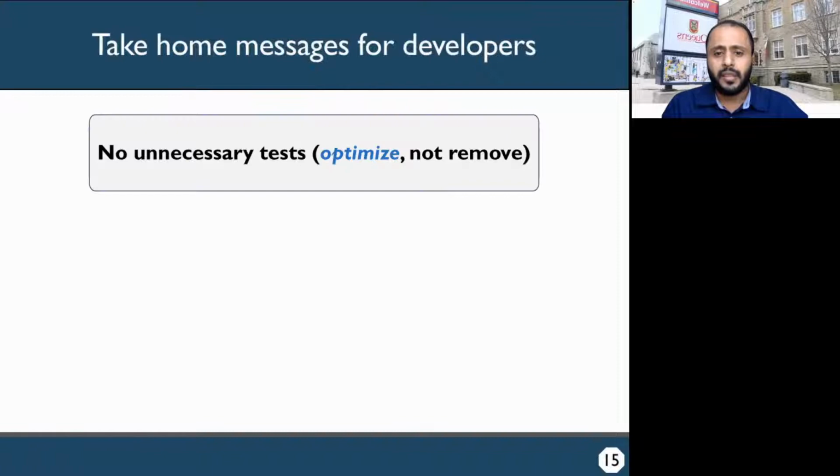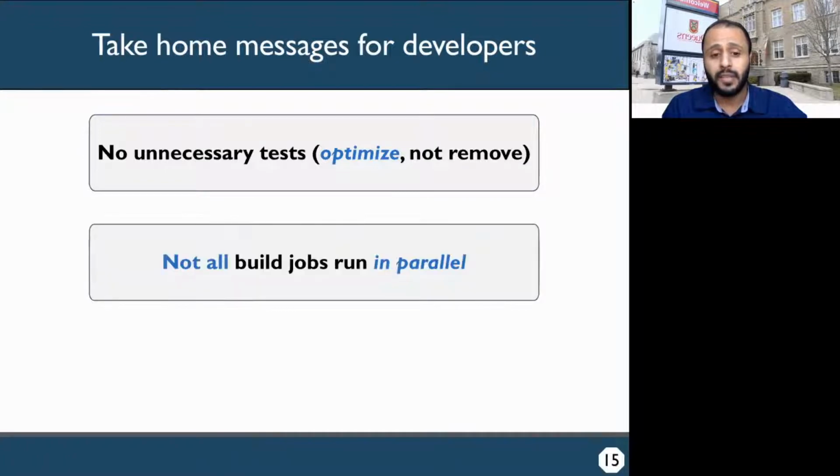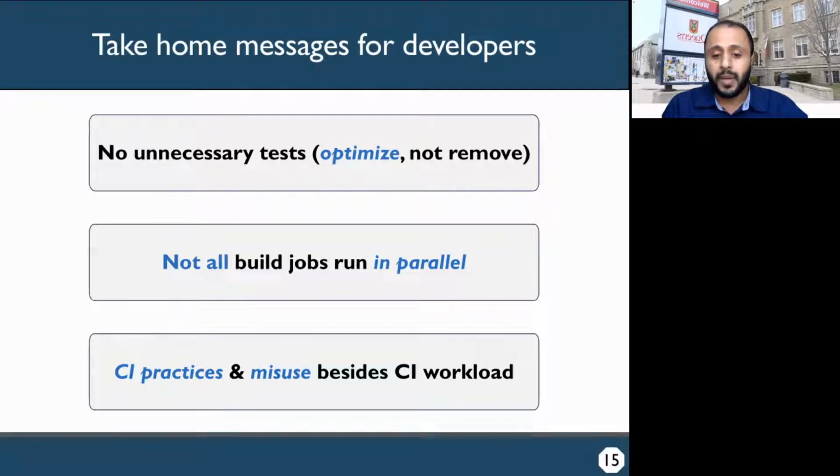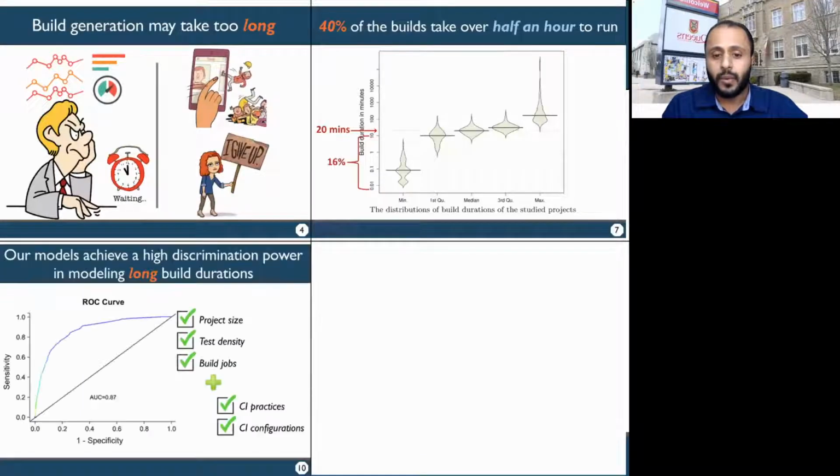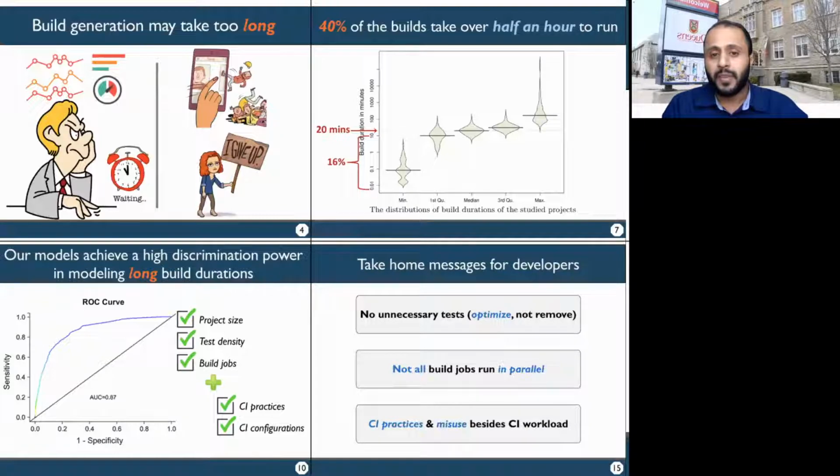So let's take these take-home messages for developers: they do not need to remove builds or tests, but rather optimize, and not all build jobs run in parallel. And CI practices and misuse can affect build durations in addition to the CI workload. And here is a summary of the key points of our study, and more details can be found in our MSR paper. Thank you.